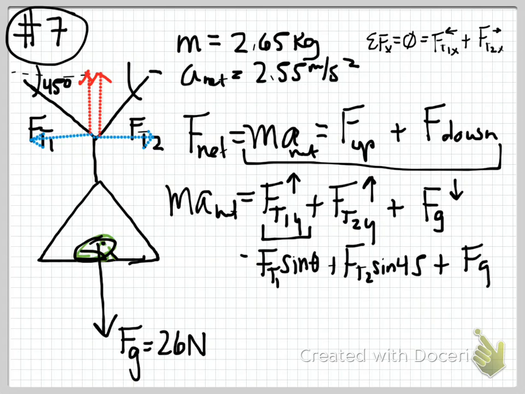Wait, I was saying theta or 45. Oh, shoot, sorry. Get it together. So the F of T1 times the sine of theta 1. Yeah, but we know that they're the same angle. So we know that theta 1 equals theta 2, and F of T1 equals F of T2.